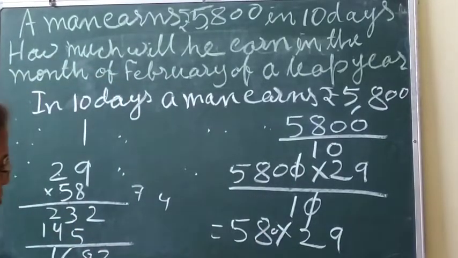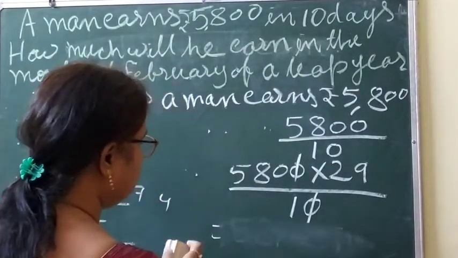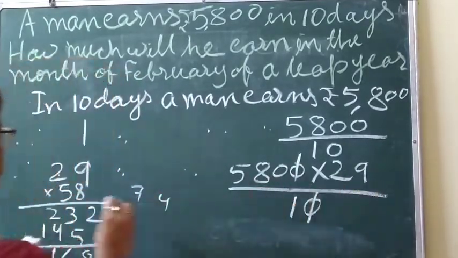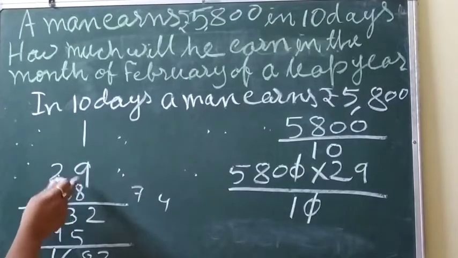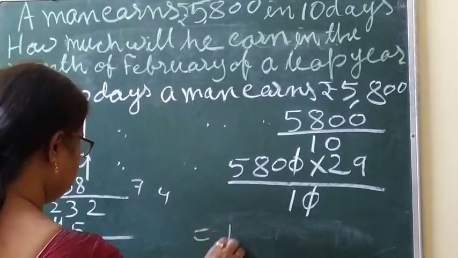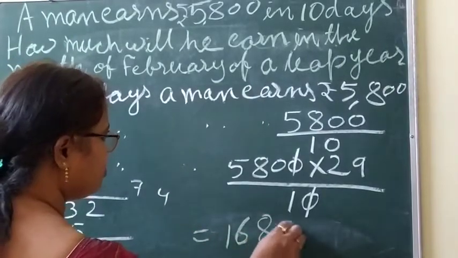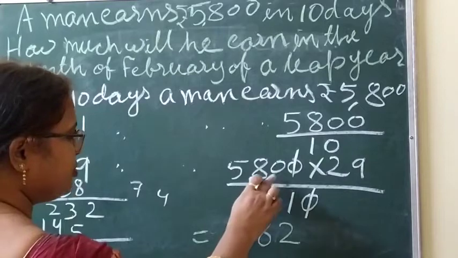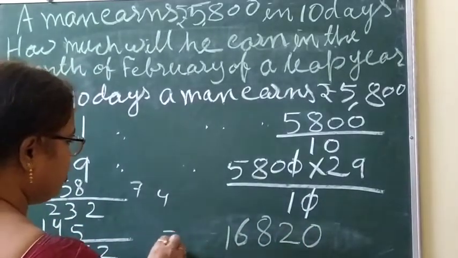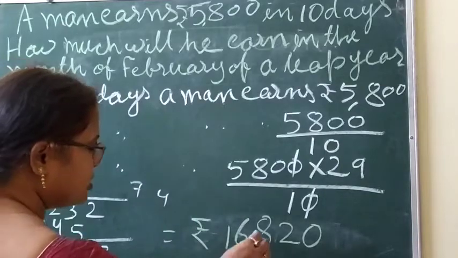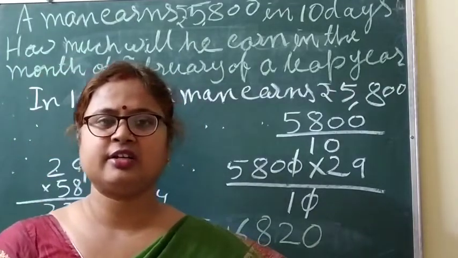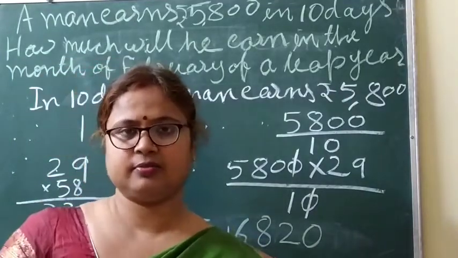Let me write it very clearly. We have to multiply 580 into 29. So first you multiply 58 into 29. You got what answer you got it here? You got 1682. Clear? And 16820 is here. So put this 0 here. Okay? And here you write what? Rupees 16,820 and rupees 16,820 will be the answer.